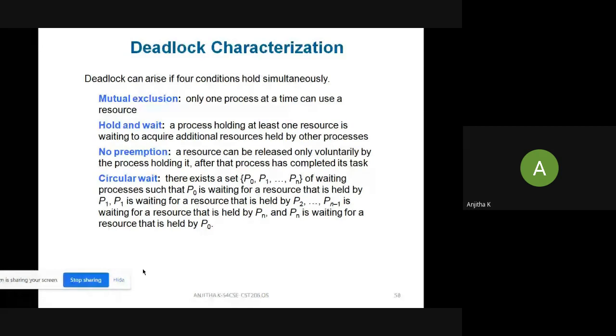That is the hold and wait condition, holding some resources and waiting for extra resources. Hold and wait. Okay, then is the no preemption. No preemption means resources cannot be preempted. What is preemption? You cannot access the resources while it is being used.